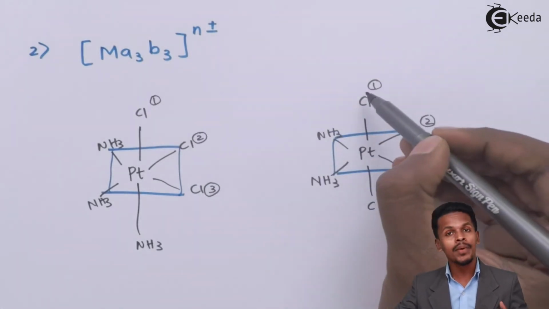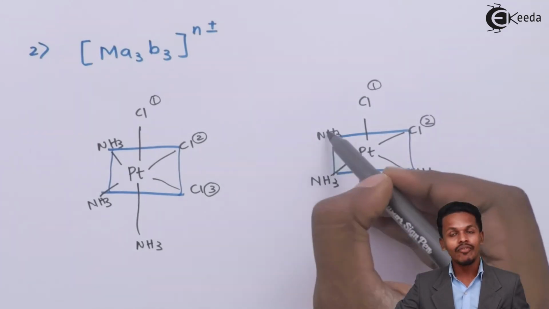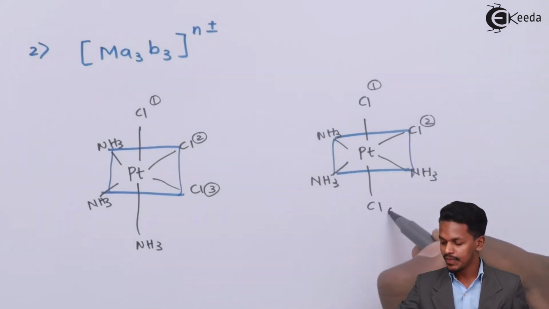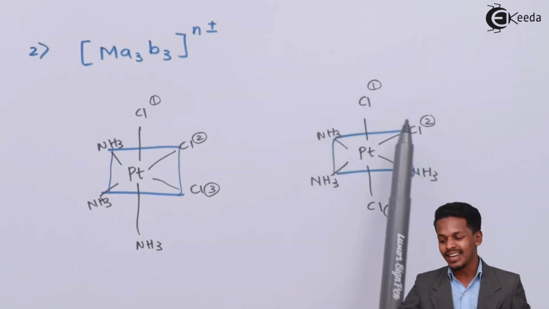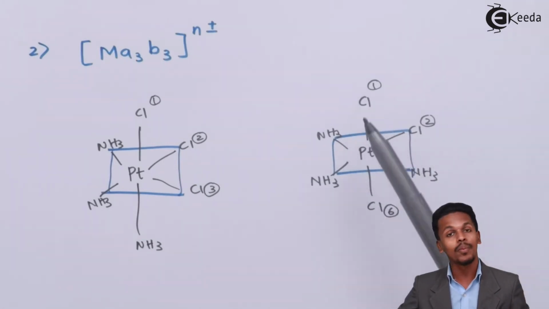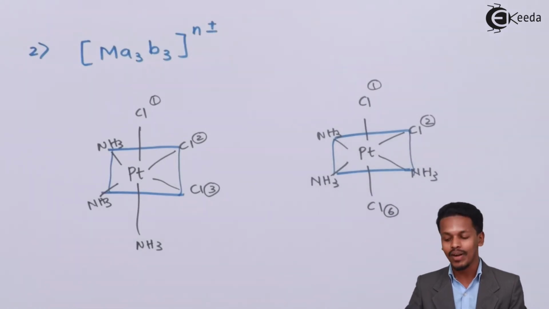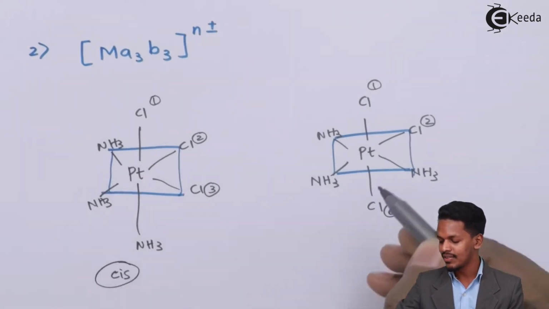So this is chlorine number 1, this is chlorine number 2, or position number 1, position number 2, 3, 4, 5, and this one would be 6. So I could find that these 2 chlorine atoms are adjacent to each other, while this is the 6th position, and here I can find that this Cl and this Cl are opposite to each other. So therefore this one would be called cis, while this one would be called trans.